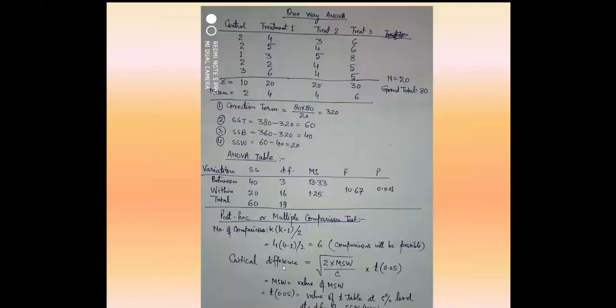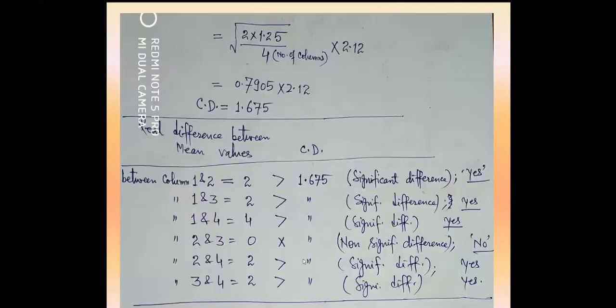Now here in the lower half you can see I have shown how this post hoc or multiple comparison test will be done. Since in this particular case 4 columns are there, so 4 into 3 by 2, that is 6 comparisons will be there. Then I have written the formula that is used to get the critical difference. Now here I have calculated the critical difference. This critical difference has come 1.675.